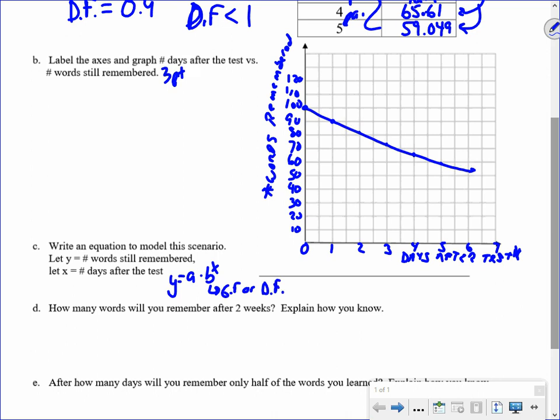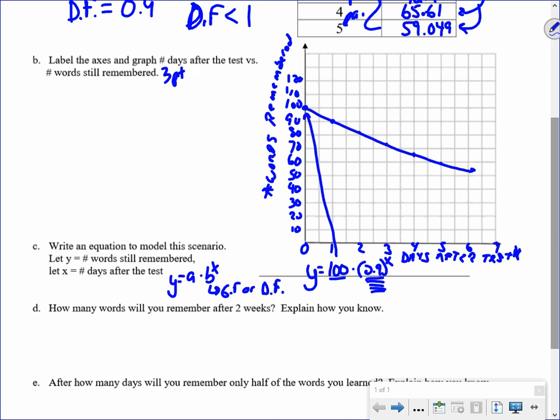Well, we started at 100 words, right? So it's 100 times 0.9 to the x power. That's our equation. Again, the decay factor has to be less than 1. This is your starting point. We started right here at 100 words. So again, that's your y-intercept.